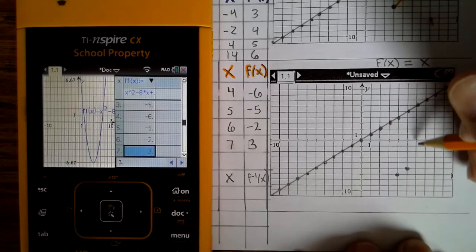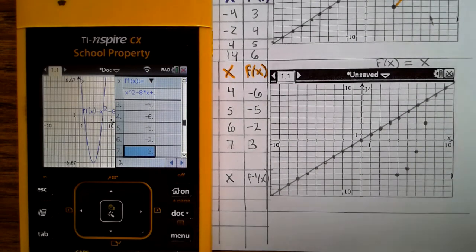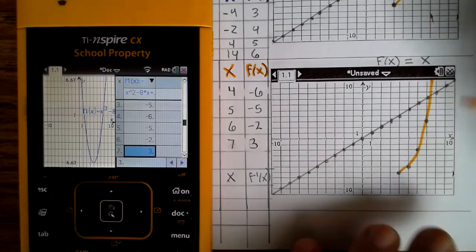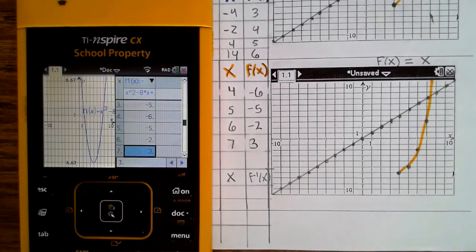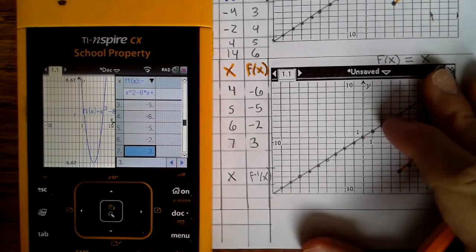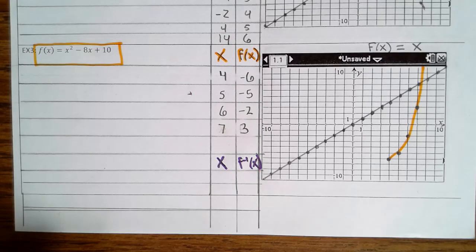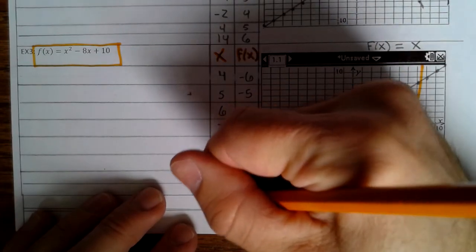Okay. Now, we know that for the inverse, all you have to do is switch the x and f of x values. So those points are negative 6, 4, negative 5, 5, negative 2, 6, and 3, 7. But before we graph those points, let's go ahead and find the inverse of this algebraically.